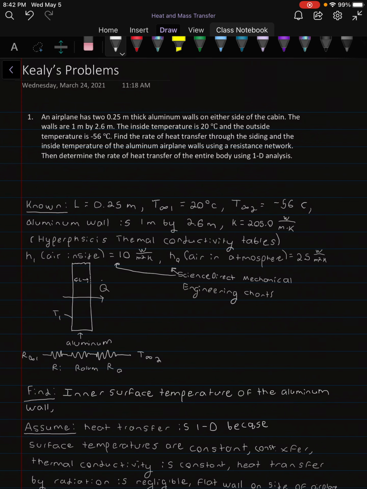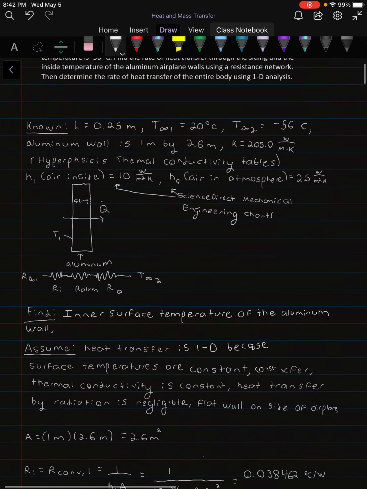So for this first problem, we have an airplane with thick aluminum walls, and we want to find the rate of heat transfer of the entire body for a 1D analysis and using a resistance network. So there are two separate portions of this problem.